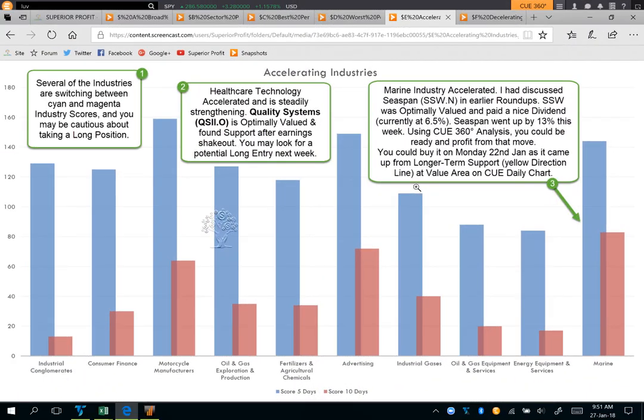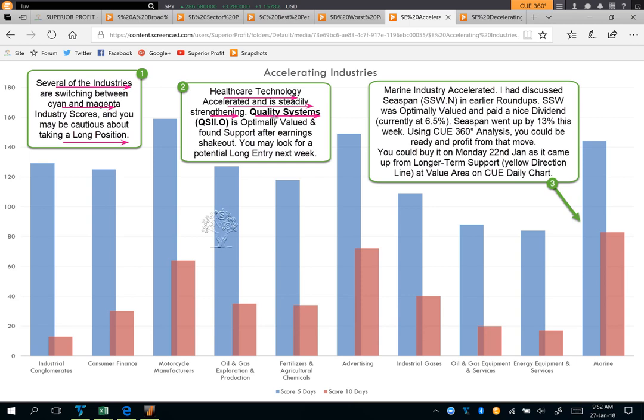Every week we study the accelerating industries. They often end up being the best performers in subsequent weeks. In QH, I saw several of these industries are switching between cyan and magenta scores, sometimes gaining, sometimes declining. So you may be cautious about taking any long position in these industries. On the other hand, healthcare technology, not in the top 10 accelerating industries, is one that is accelerating steadily, strengthening steadily.